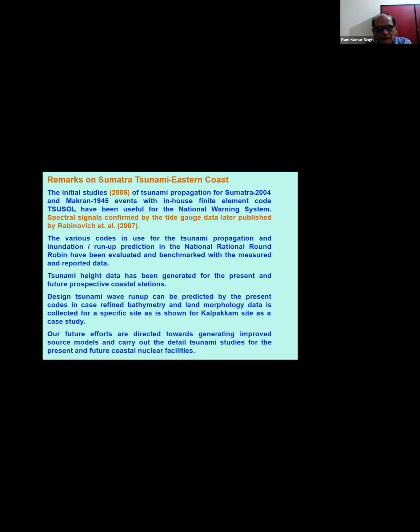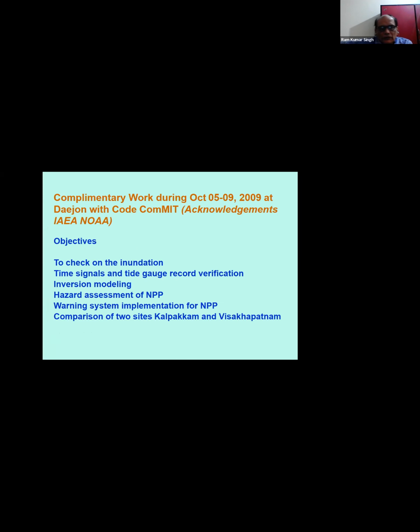Then later on we could identify these problems of improved source model with the multiple segments, and Kalpakkam site became the first site that got qualified for the analysis, and later on we took additional work for these other sites like Tarapur and the Vizag sites.